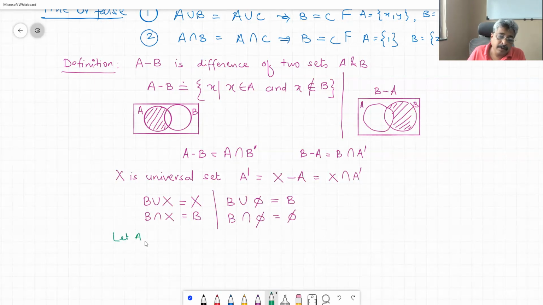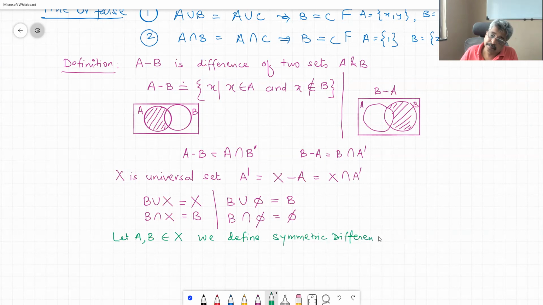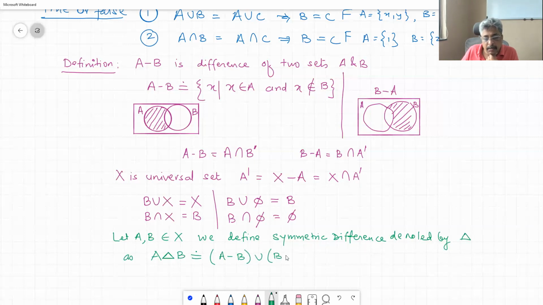Let A, B belong to X universal set. We define symmetric difference, denoted by delta, as A delta B is defined as A minus B union B minus A.